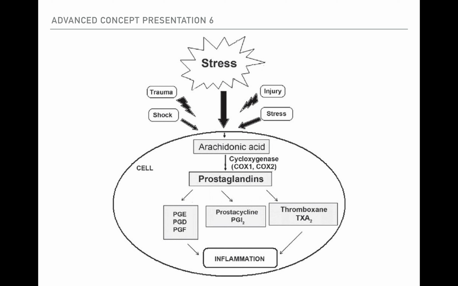Prostaglandins act as vasodilators and inhibit the aggregation of blood platelets. Through their role in vasodilation, prostaglandins are involved in inflammation. When the body experiences stress, trauma, or infection, COX-2 is activated and produces extra prostaglandins, which help the body respond to the injury.